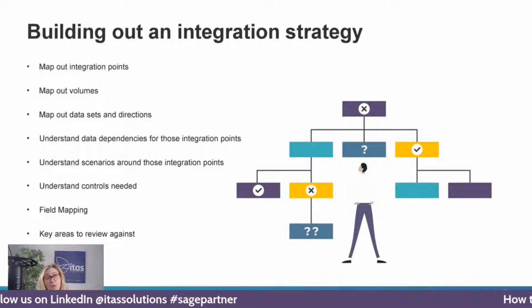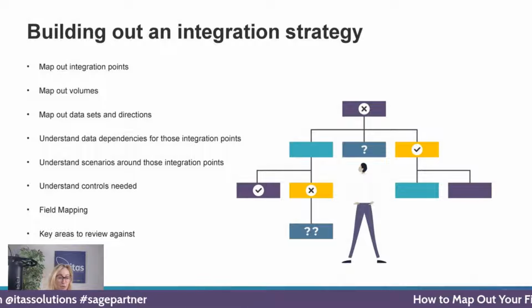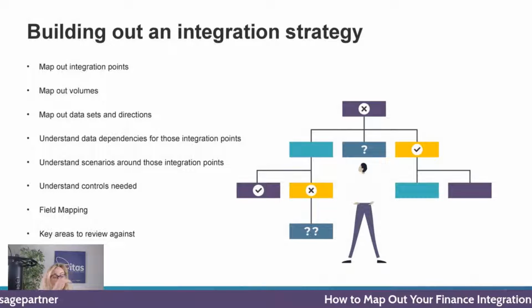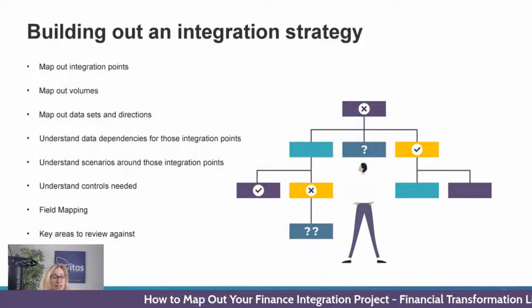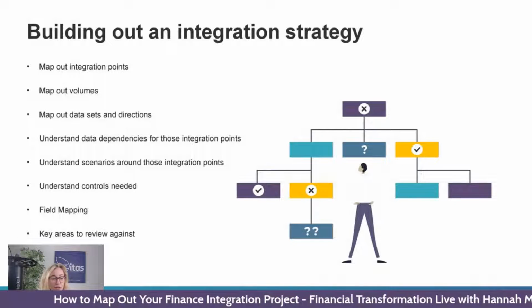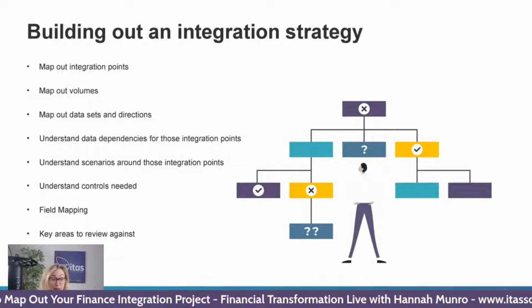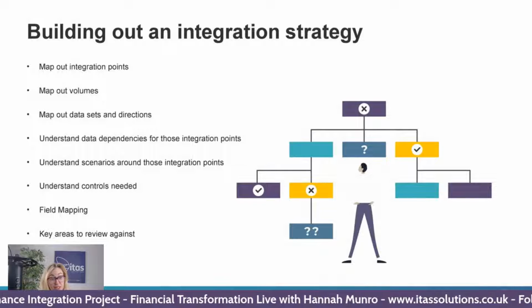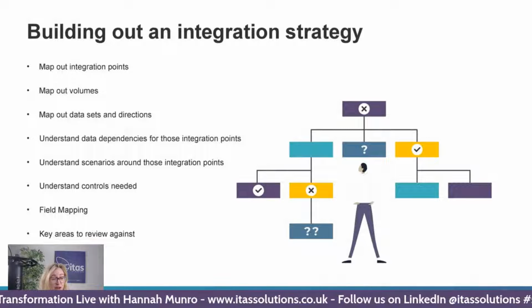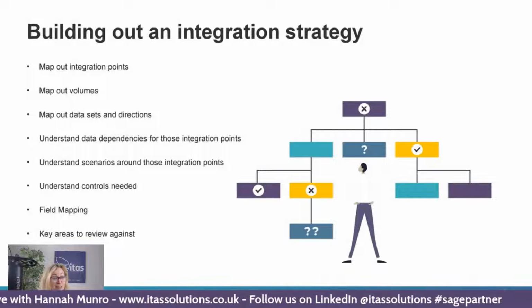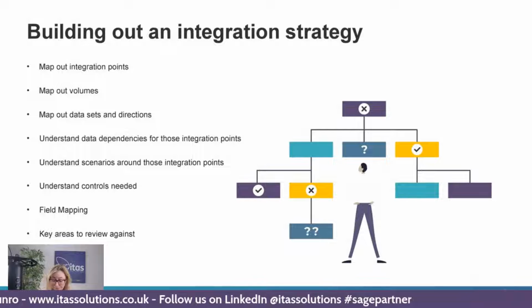Then we talk about how we map out data sets. Again, we're working our way down: between these two systems, what does that look like? Talking about data dependencies, scenarios, controls, field mapping. Again, we're very much getting into the detail, and then the key checks before you go away and start either building or finalizing pricing for your integration.